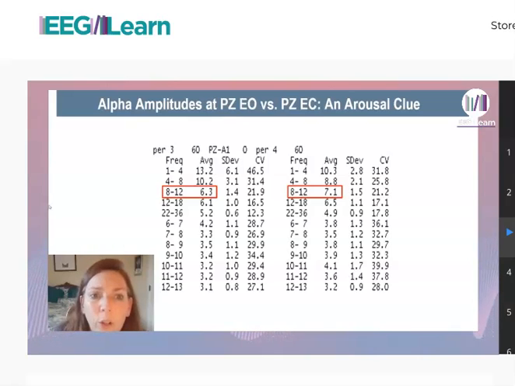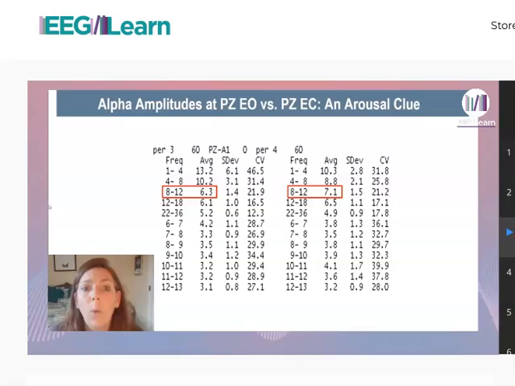So if you're an adult, your alpha amplitude should go up at least 50% when you close your eyes, if not double. So let's just say, if you can have 10 microvolts of alpha as an adult with your eyes open at PZ, then when you close your eyes, your alpha amplitude should go up to 15 microvolts, if not 20.